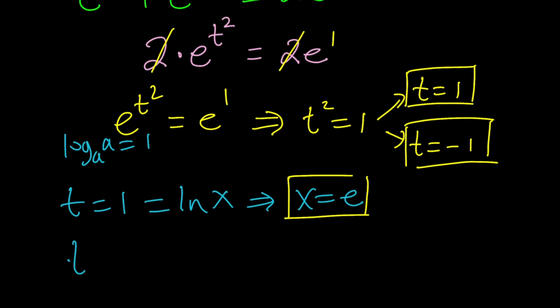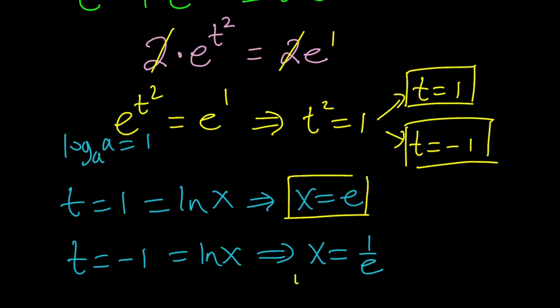And for the other one, t equals -1, which is equal to ln x. Same idea, e to the power -1, that's going to give you x equals 1 over e, because e to the power -1 is just the reciprocal, right? So looks like we got two solutions, e and 1 over e.